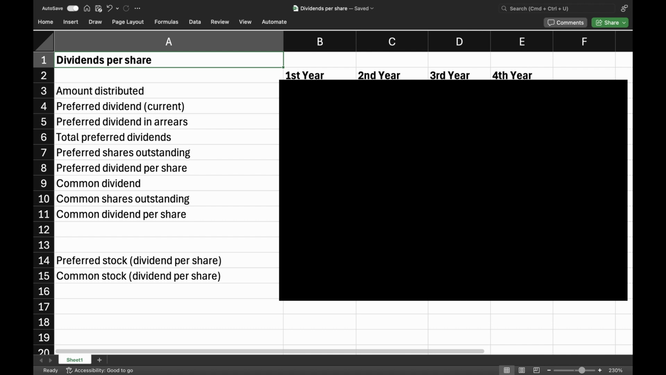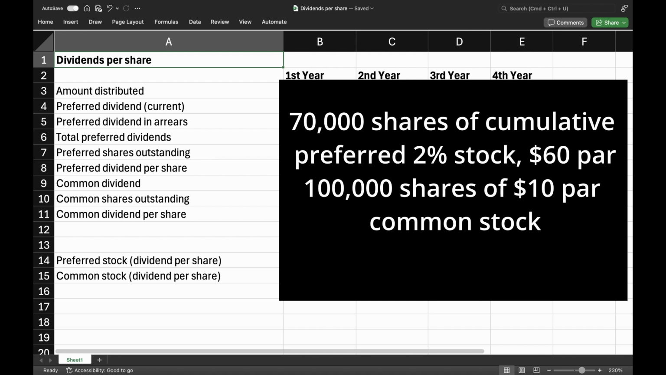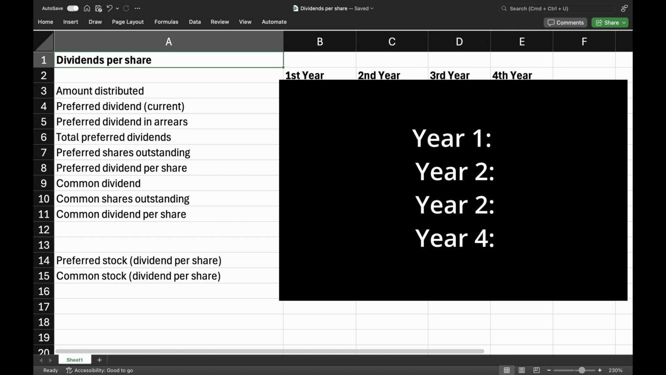Let's get started. Let's say that Internal Insights Incorporated, a developer of radiology equipment, has stock outstanding as follows: 70,000 shares of cumulative preferred 2% stock, $60 par, and 100,000 shares of $10 par common stock. During its first 4 years of operations, the following amounts were distributed as dividends.